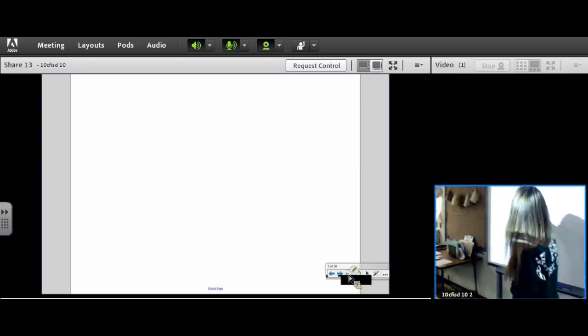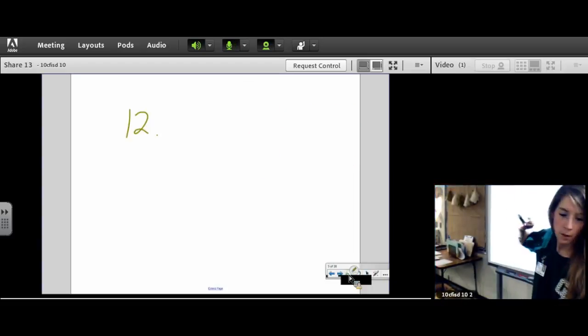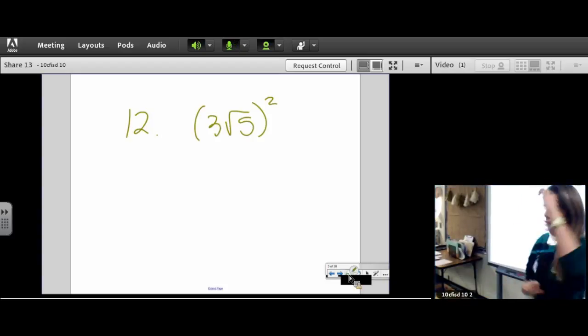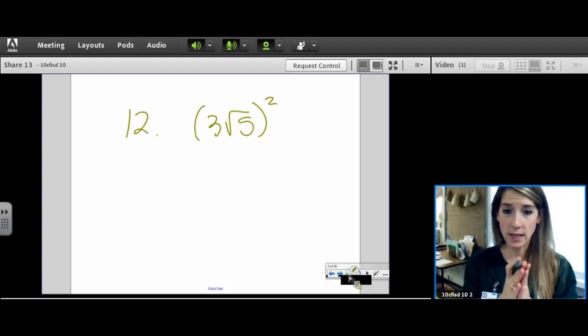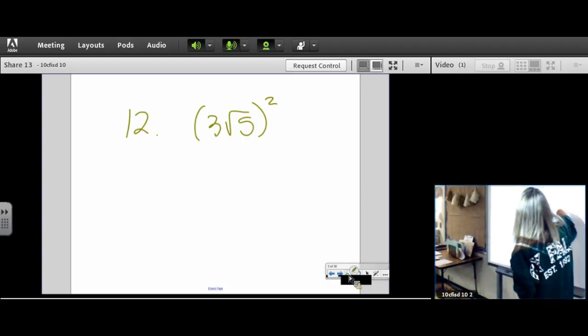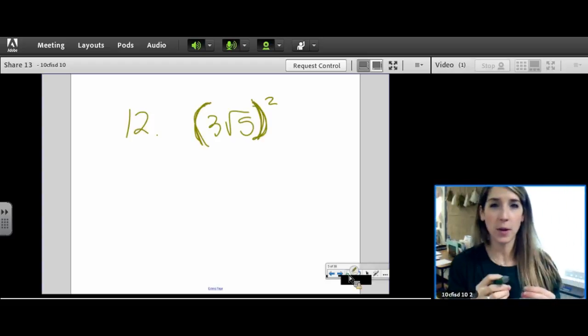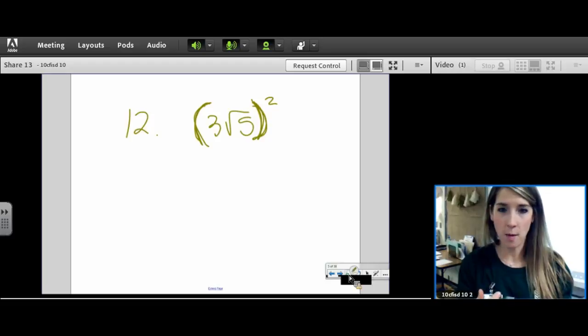Everyone look at number 12 with me. We've got 3 root 5 squared. Those parentheses are there for a reason. When you see this one on the quiz, I told my students in first grade to do this, I want you to bold the parentheses. I want you to outline them. I want you to trace the parentheses, because those are the key to this problem.